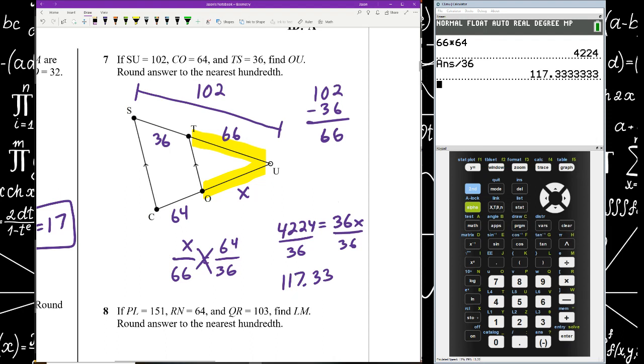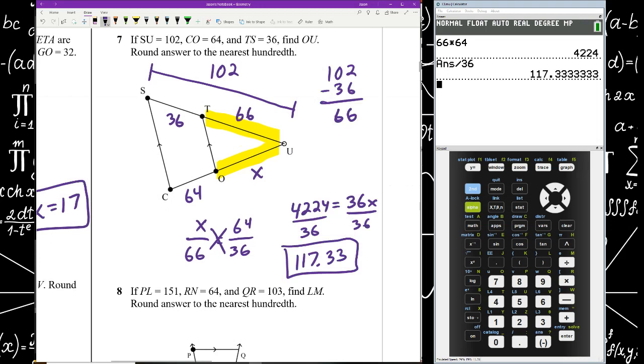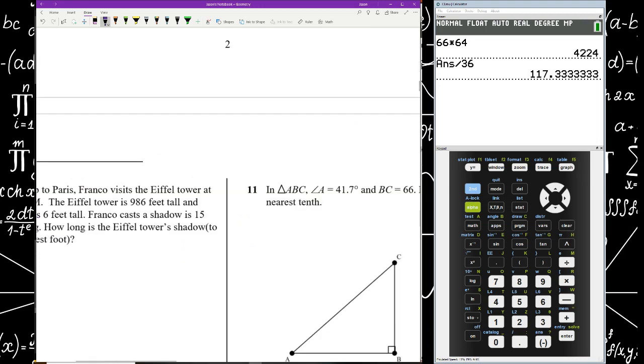Alright. That then takes us to our next problem that we're going to look at, which is number 9.